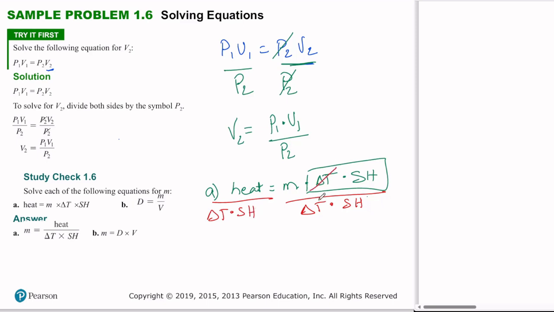Okay, delta T divided by delta T is 1, and SH divided by SH is 1. So we have 1 times M on the right, and that gives us heat divided by delta T times SH on the left.